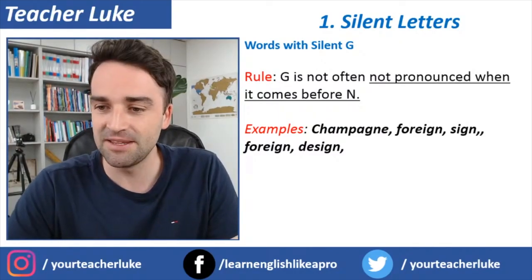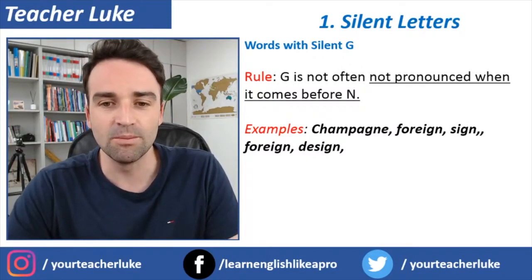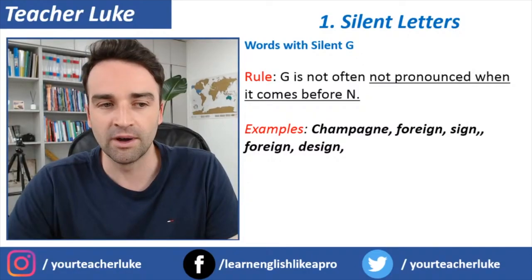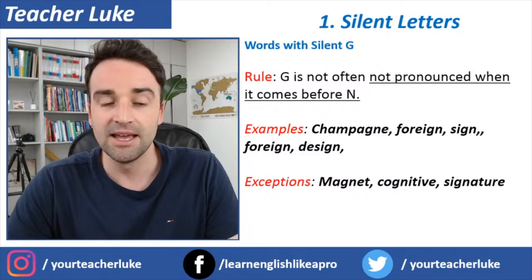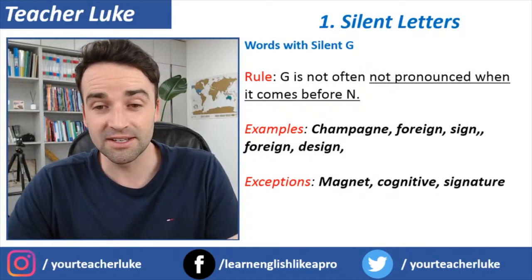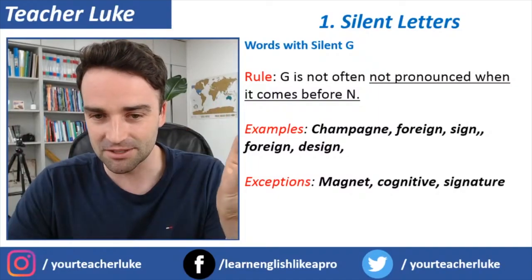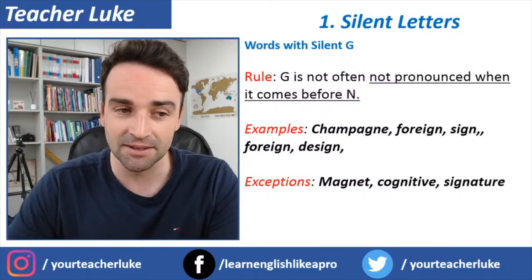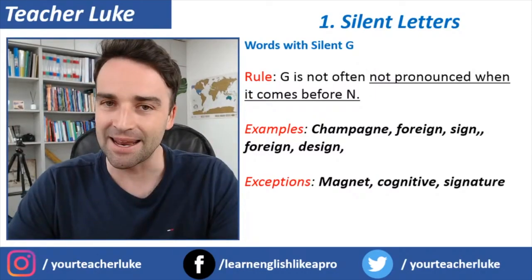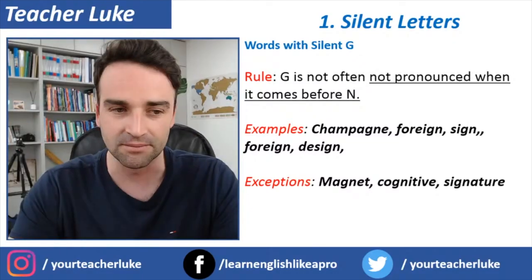We have some more examples in the chat for silent B's. Anjay says lamb. Yeah, that's a great example. Thank you, Anjay. There is no B sound in lamb. Remember, G is not pronounced when it comes before an N. Champagne, foreign, sign, design. But there are some exceptions, because English has many, many exceptions. So listen to these ones. Magnet, cognitive, signature. In these examples, the G sound is pronounced. So it's not pronounced in champagne, foreign, sign, design. But it is pronounced in magnet, cognitive, and signature. English spelling and English pronunciation don't match. There are some rules we can follow, but mostly there are exceptions to those rules. So we have to be careful with that.